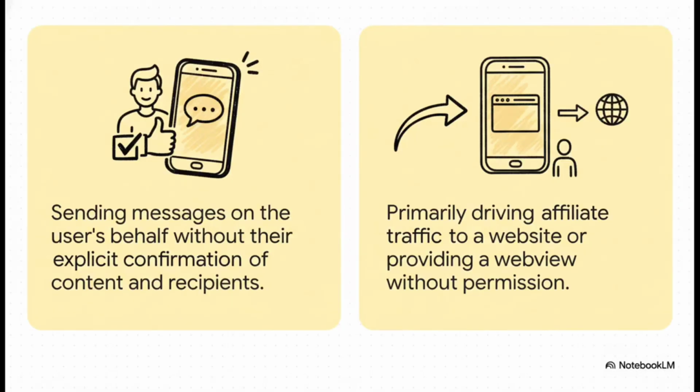Okay, let's look at a couple of these side by side. On one hand, you've got message spam. This is all about consent. You just can't send a text or an email for the user unless they see exactly what it says and who it's going to. Then on the other hand, you have web view and affiliate spam. This is all about purpose. If your app's main goal is just to push users to a website to get a commission, that's a huge red flag for Google.